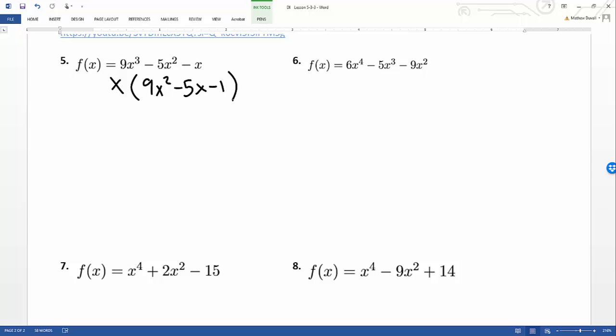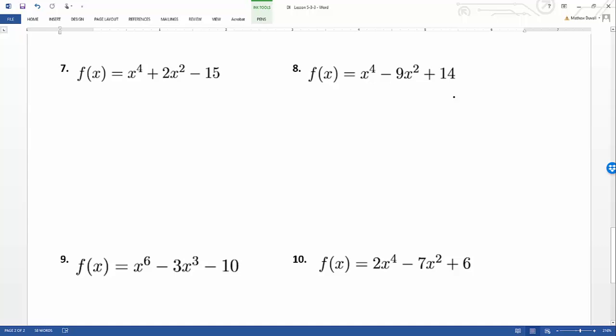Same thing with number 6. I have to factor out that x squared first. Then it looks like I can try and factor this. It's quadratic. A times c, factors that add to b. Right? We can go through that process.